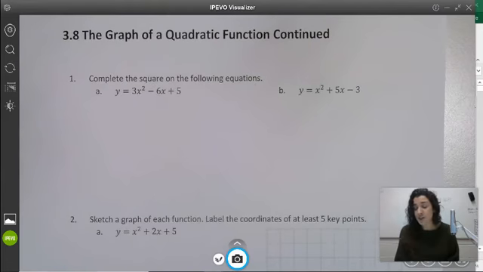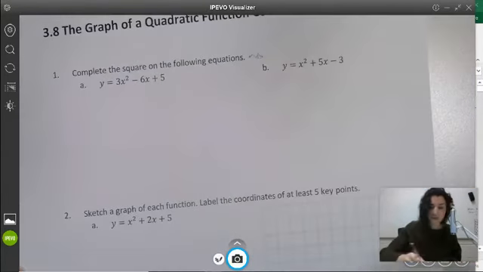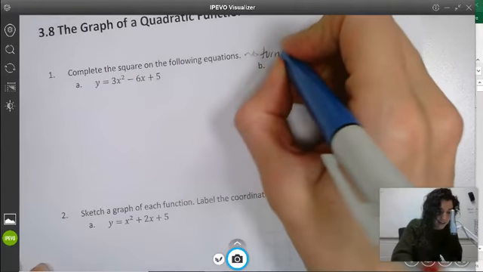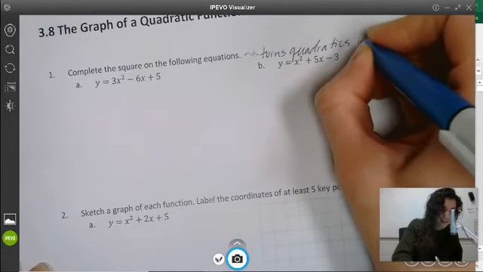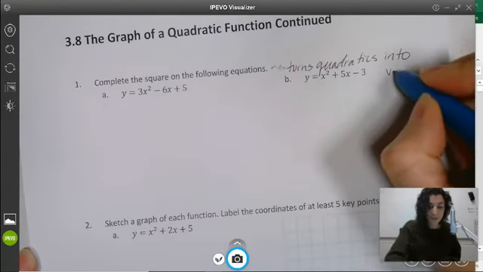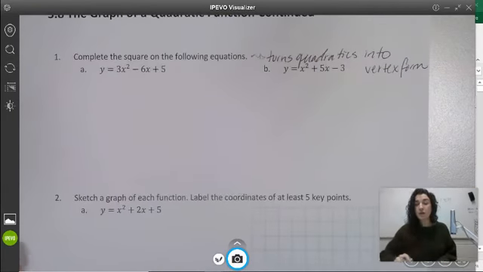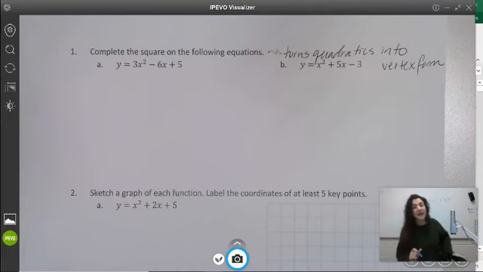So we are going to first just practice completing the square. Remember that completing the square turns quadratics into vertex form. I have two ones that we're going to practice together. I'm going to practice B with you guys, and we're going to go through it all together and refresh ourselves on how to complete the square.